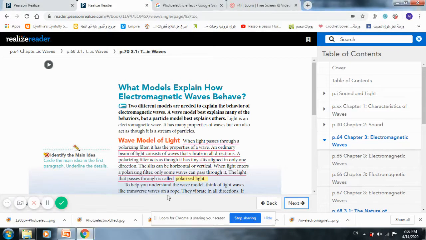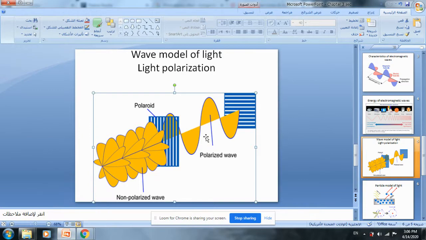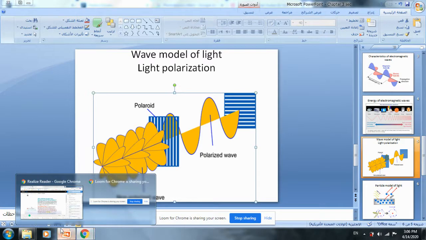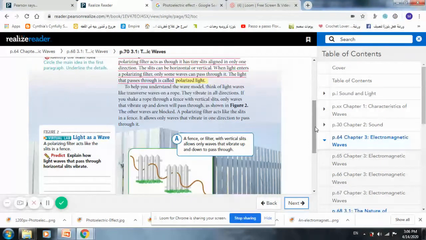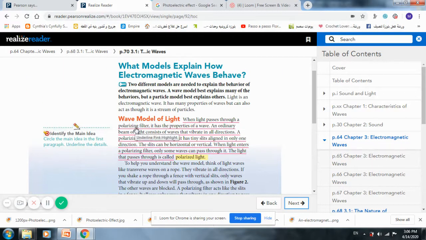When light enters a polarizing filter, only some waves can pass through it. The light that passes through is called polarized light. So the result is a polarized wave, or polarized light. And this all explains the wave property of light, the wave model of light. Boys, you have to understand this.